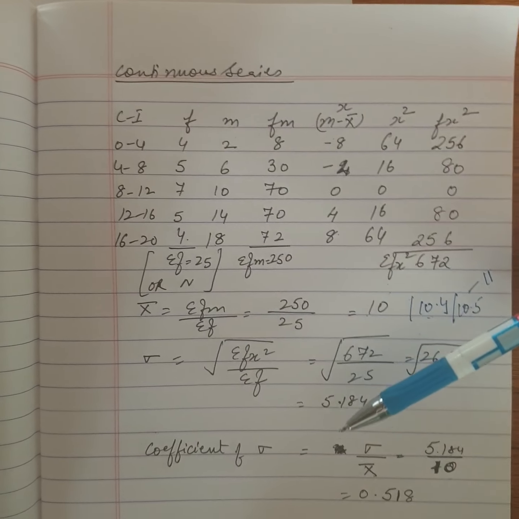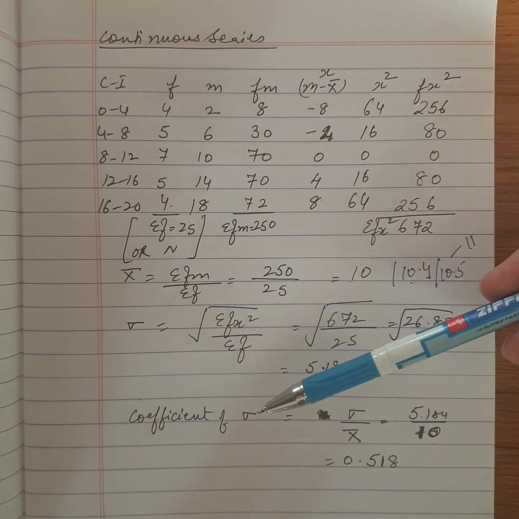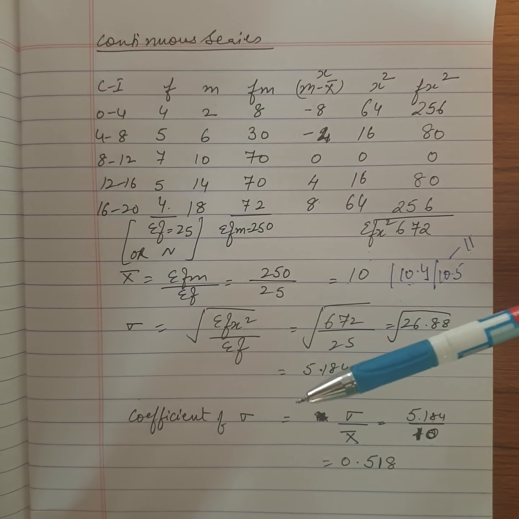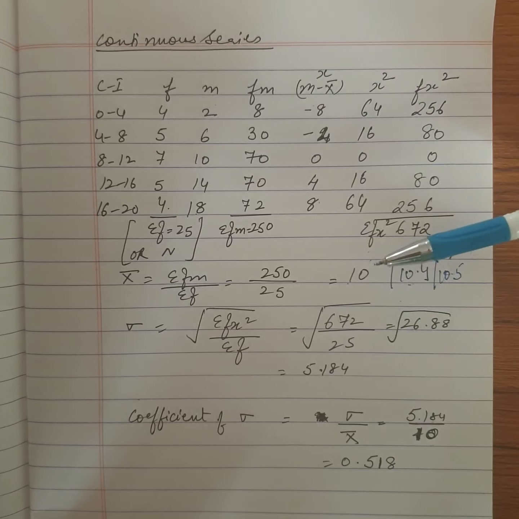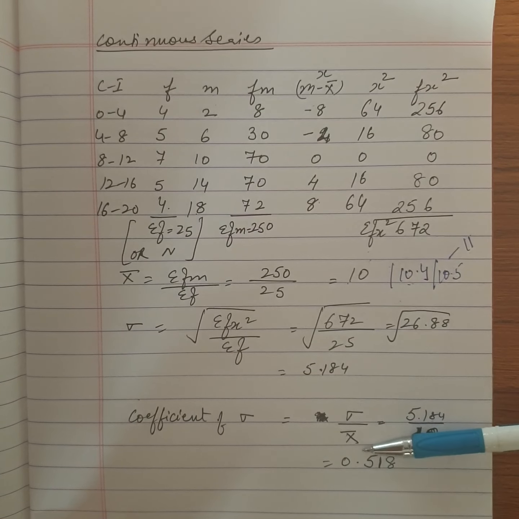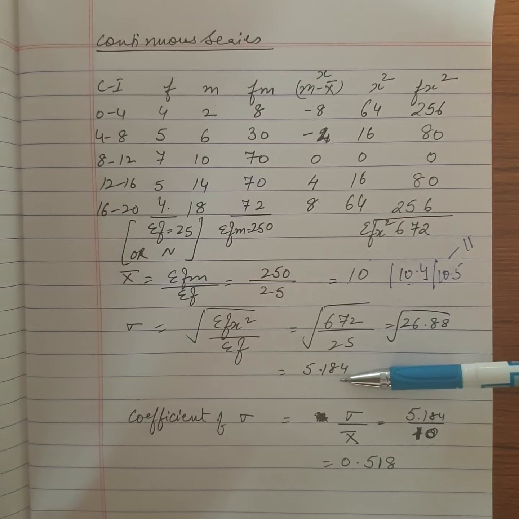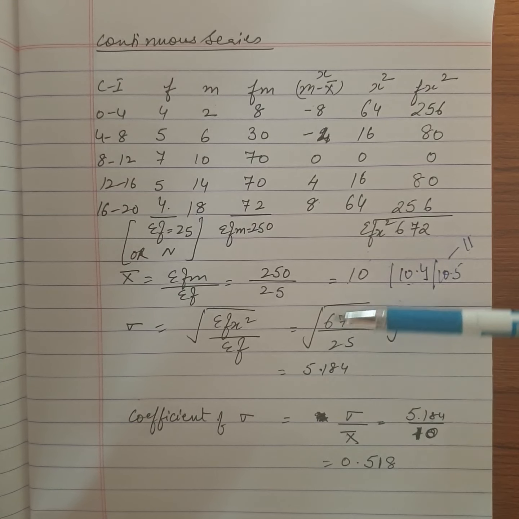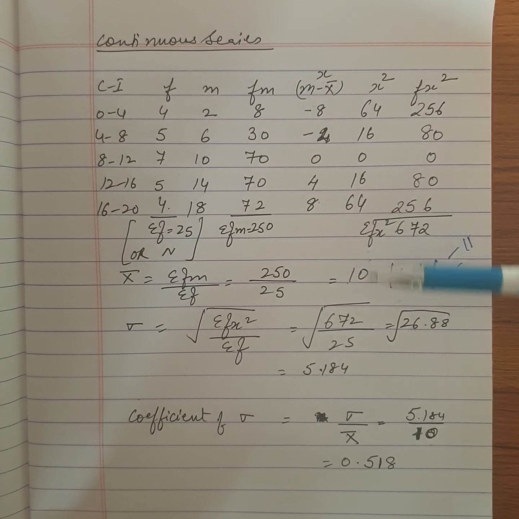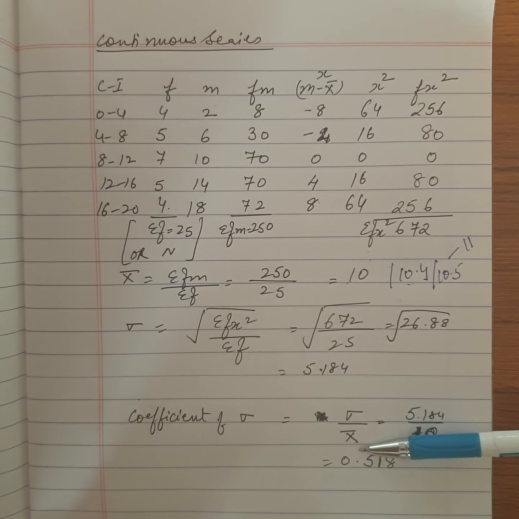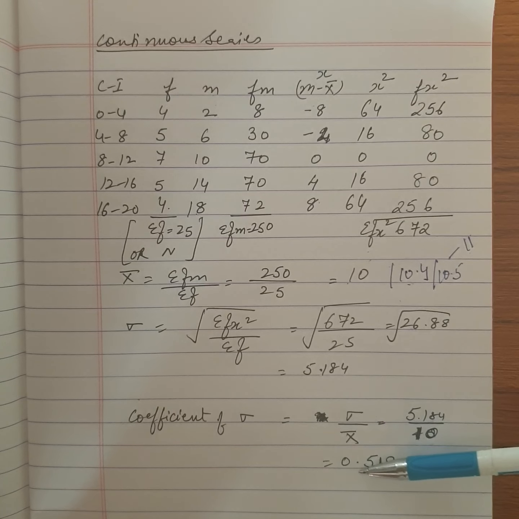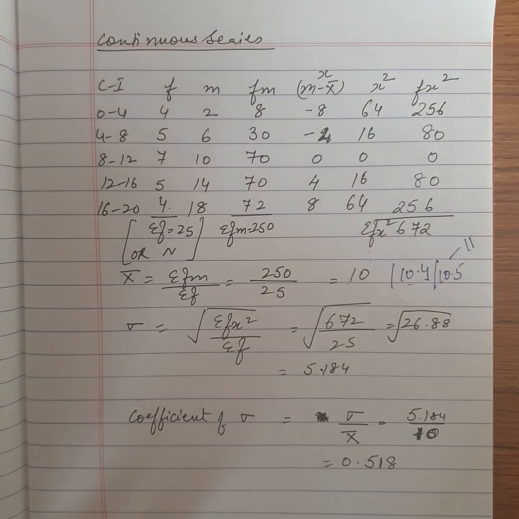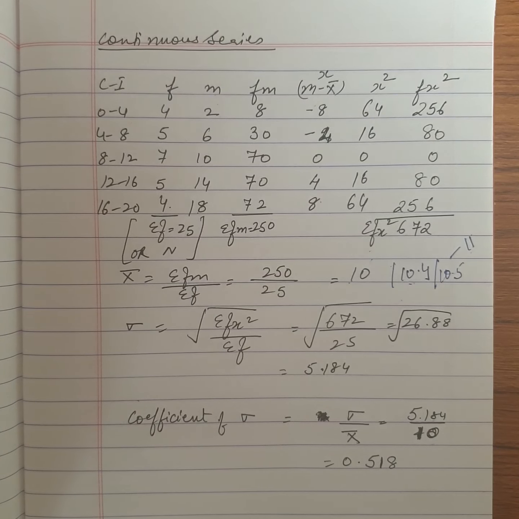So this way. Now the next is coefficient of standard deviation. Formula for the coefficient of standard deviation for all the three series is standard deviation divided by the mean of the series. Like standard deviation is 5.18, mean is 10. Whatever the mean you have got, you will get the relative measure of standard deviation, that is 0.58, that is coefficient of standard deviation. I hope this topic is clear to you. In the next, we will discuss the second formula for standard deviation.